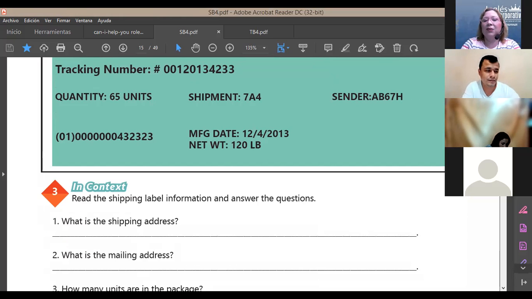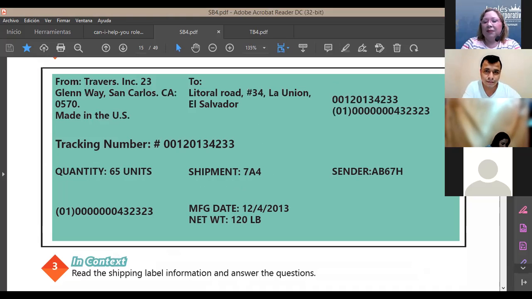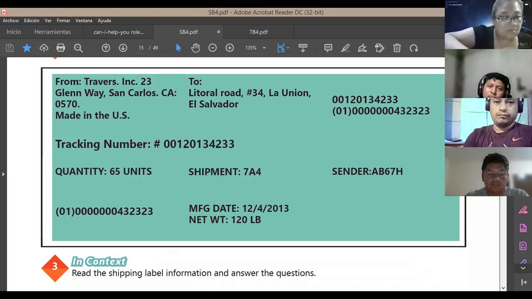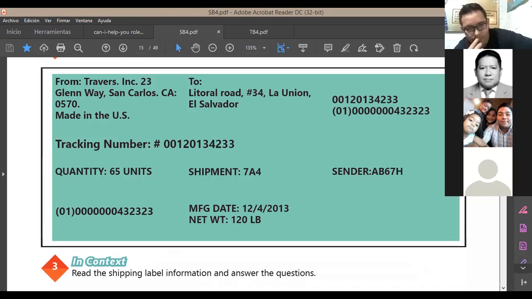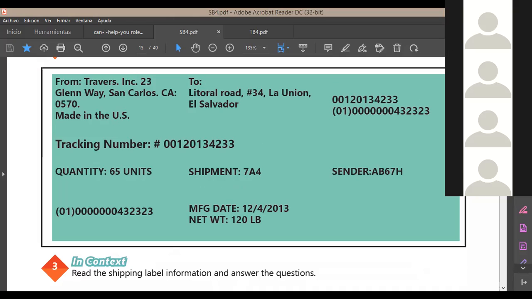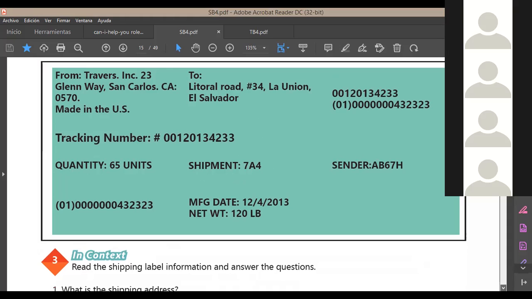Glenway, San Carlos, California. No, in this case, it would be where it is going. Literal Road 34, La Unión, El Salvador. Excellent. Okay. And what is the last question?